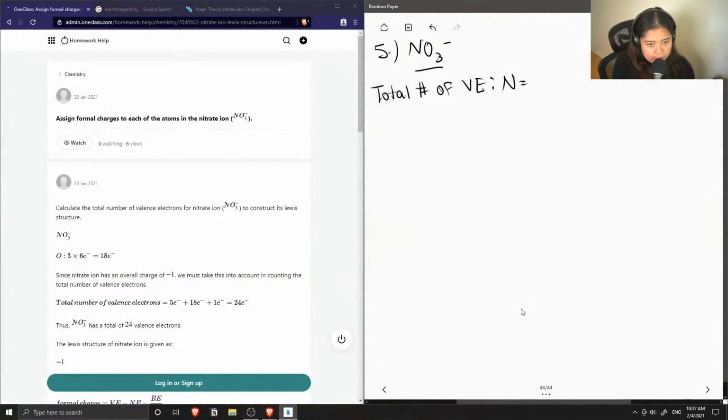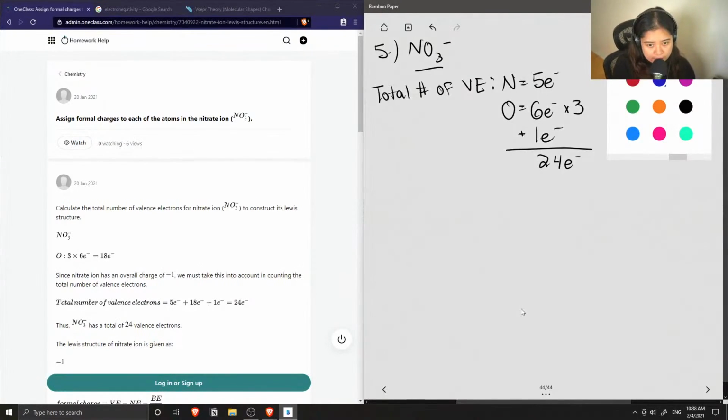So nitrogen has 5, oxygen has 6, and we have 3 oxygen atoms, so we multiply this by 3. And since we have an overall negative charge, we need to add an additional electron. And if we were to add this all up, we get a total of 24 valence electrons.